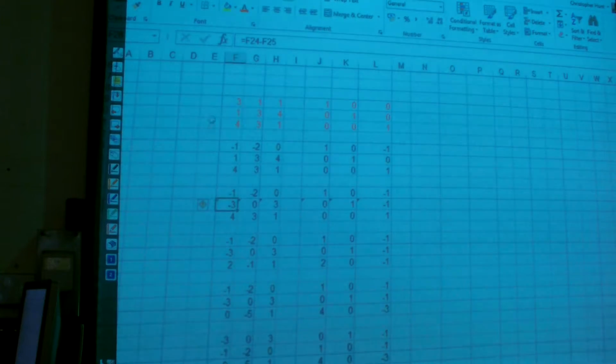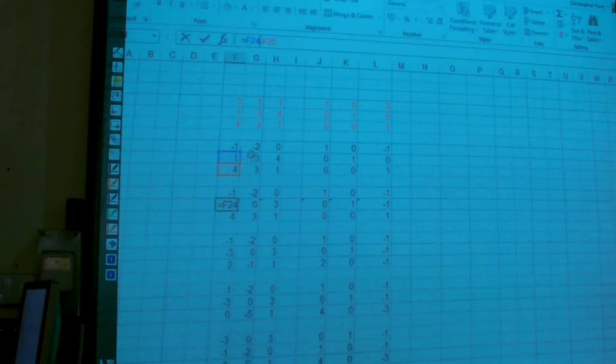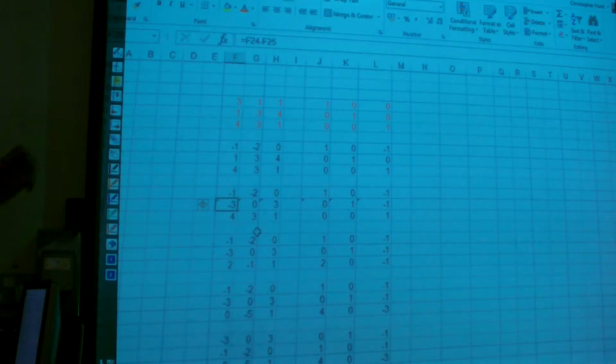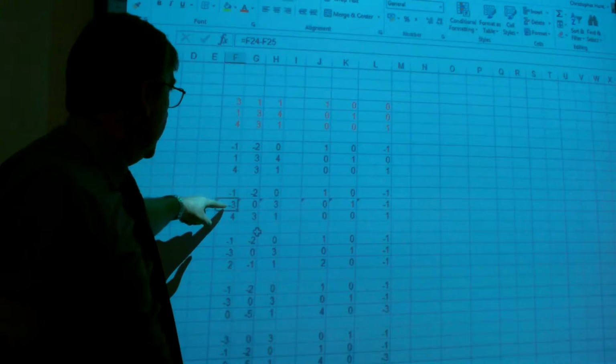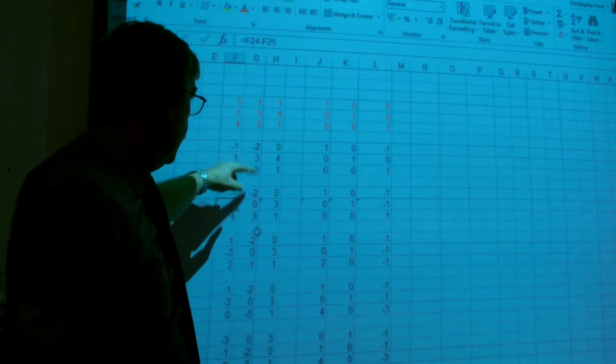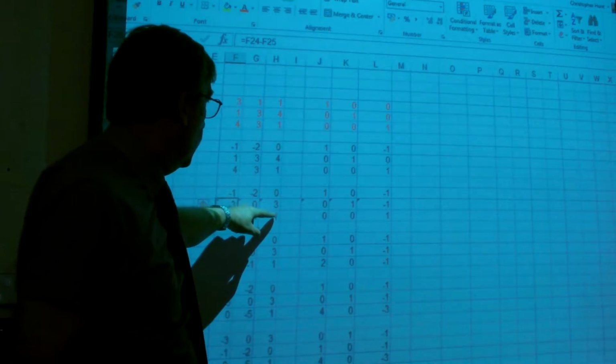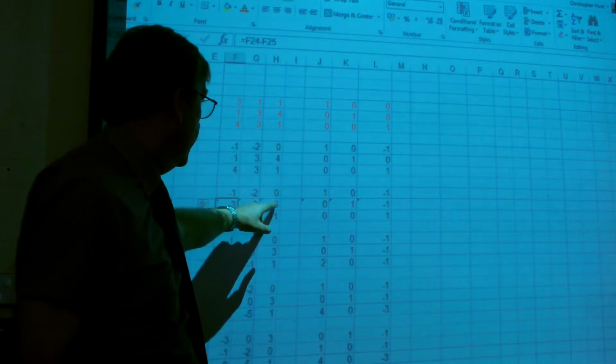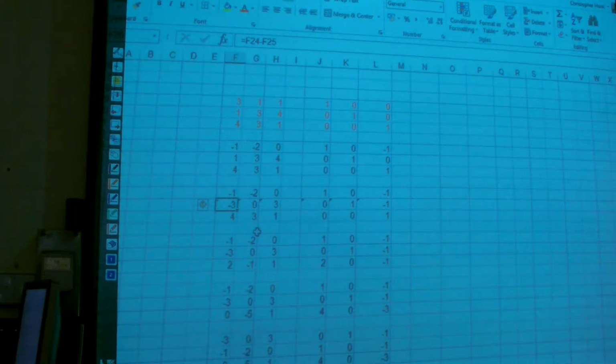In this matrix here, I've taken the bottom row away from the middle row. So 4 from 1 is -3, 3 from 3 is 0, and 1 from 4 is 3. I've done exactly the same thing there.